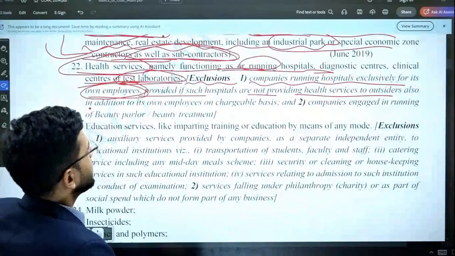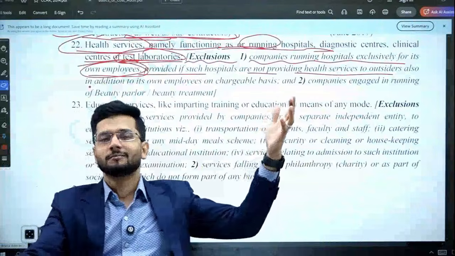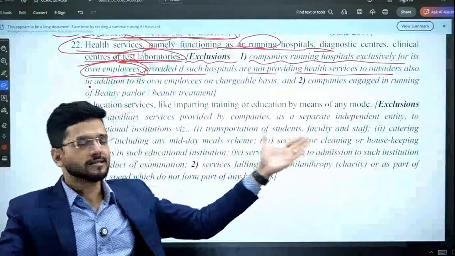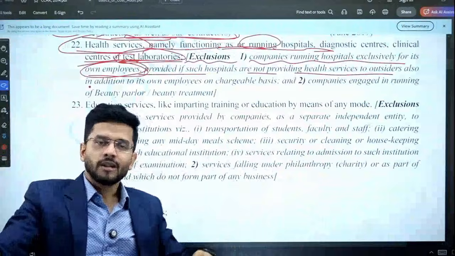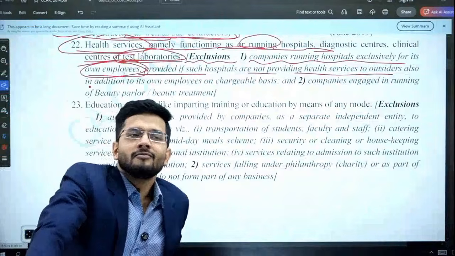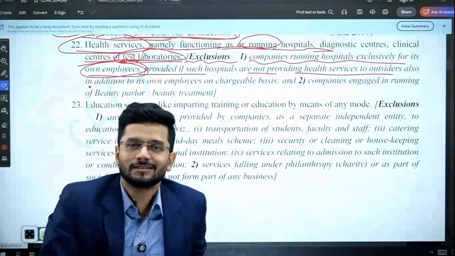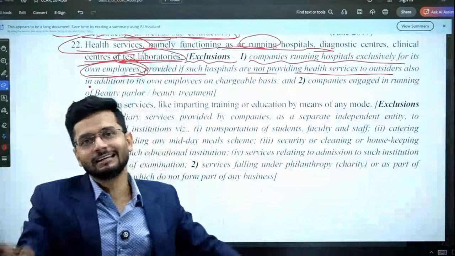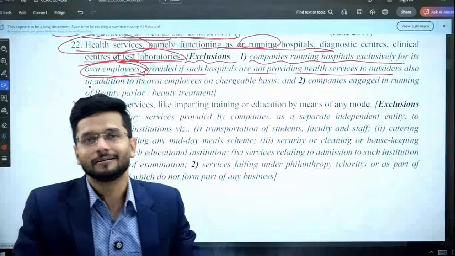Exclusion number 2, companies engaged in running beauty parlors and beauty treatments. Wow, what an exemption. Companies which are running beauty parlors and beauty treatments, they are exempt from this particular category. I'm very sure while the ministry was drafting these rules, some female member would have been in the committee to have included this kind of an exclusion. For sure it would be there, huh?